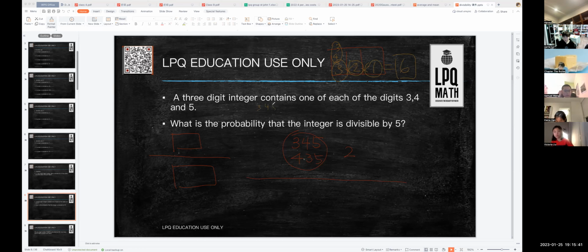It's 345, 435, 453, and 543, and 354, and 534, correct? So that's all the numbers there are. So basically it's 2/6. That is a special case. So the answer is 1/3.